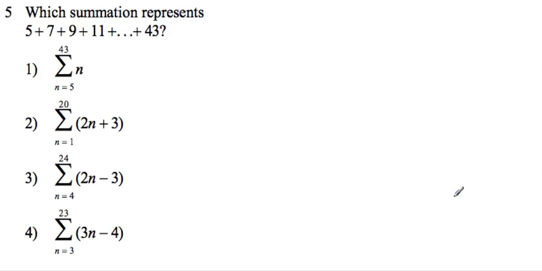Alright, let's look at number 5. Which summation represents this? Alright, so we're looking at 5, 7, 9. Wait a minute, we are adding 2 each time, isn't it? So this one looks like an arithmetic sequence. Then finding the nth term of the arithmetic sequence many times will help us to figure out the summations also.